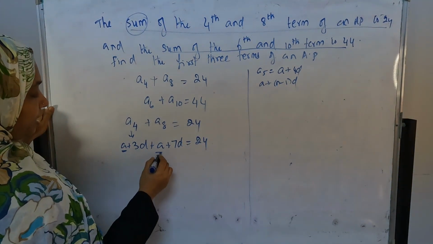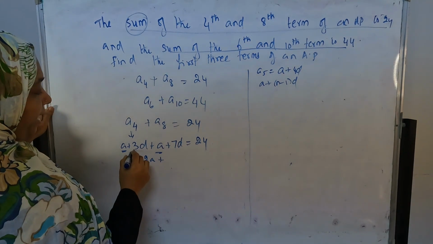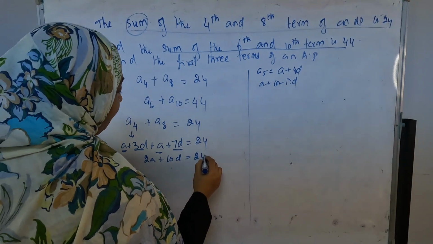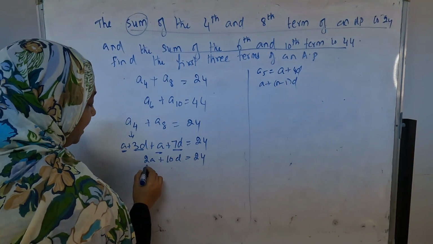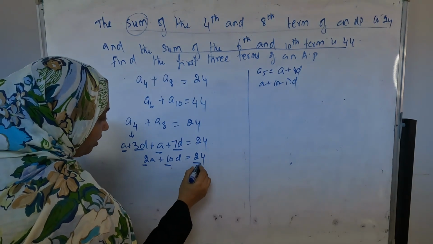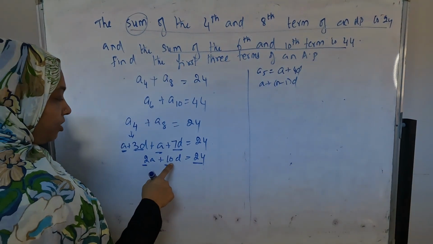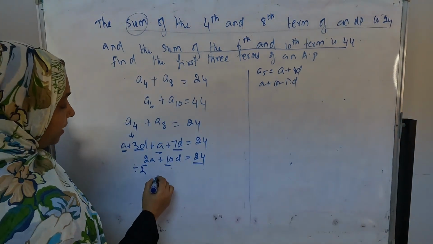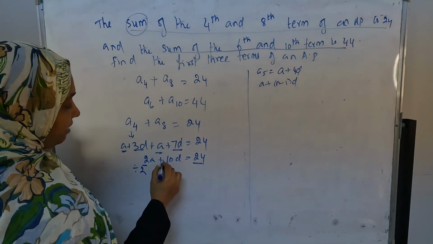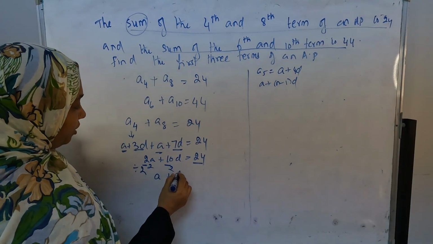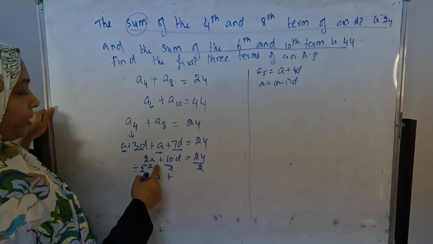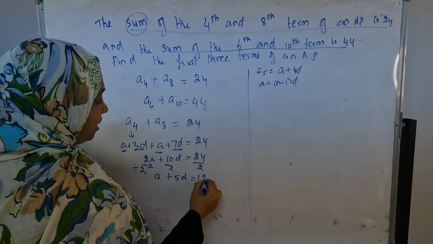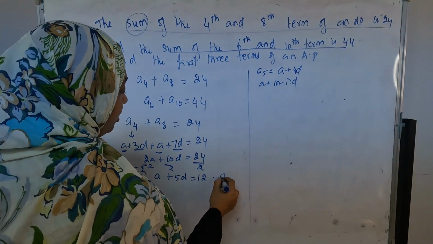Then how many a's are there? 2a plus 2a, and 7 plus 3 is 10d equal to 24. Now see here, everything is in the 2 table. So divide this equation by 2 and reduce the terms. Divide each term by 2. So a is coming, 2 fives are 10, so a plus 5d equals 12. This is our first equation.